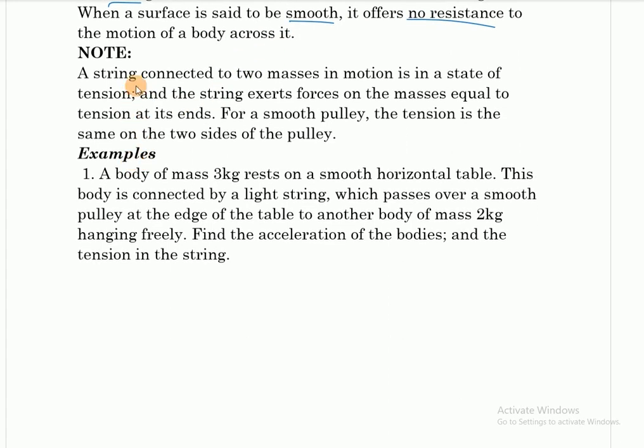And then we have some notes. A string connected to two masses in motion is in a state of tension, and the string exerts forces on the masses equal to the tension at its ends. For a smooth pulley, the tension is the same on the two sides of the pulley. We shall look at this note and understand it more when we come to the examples.